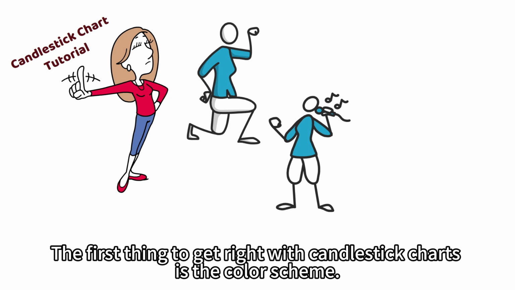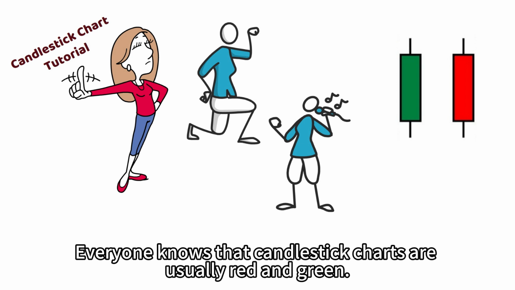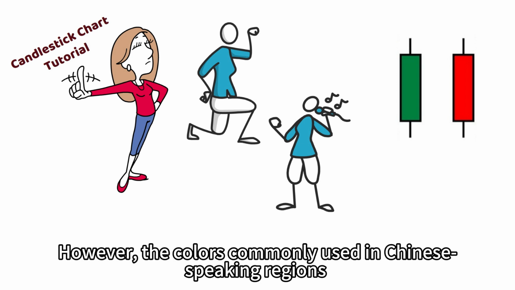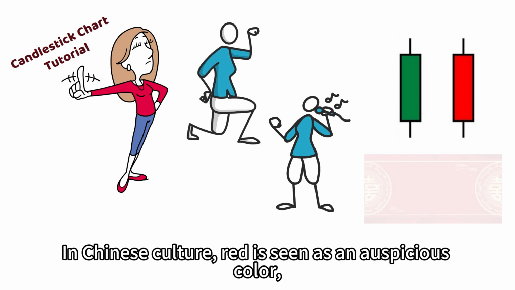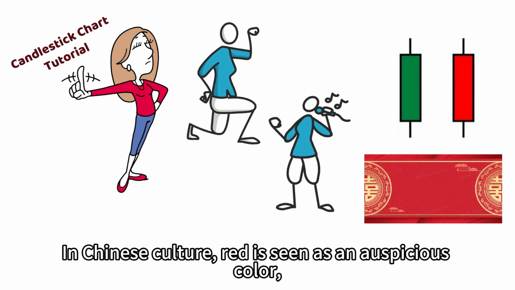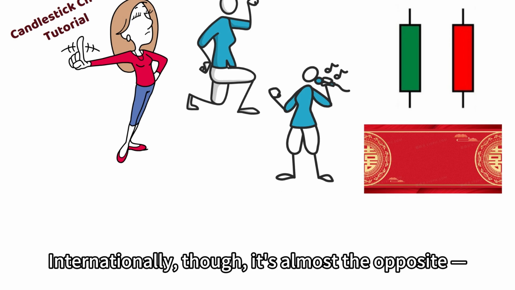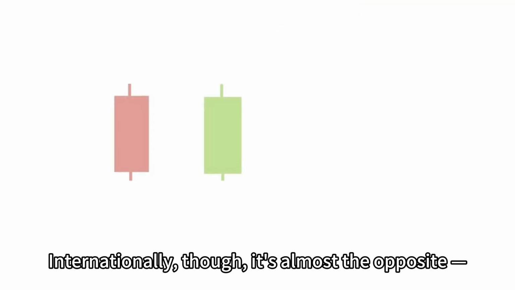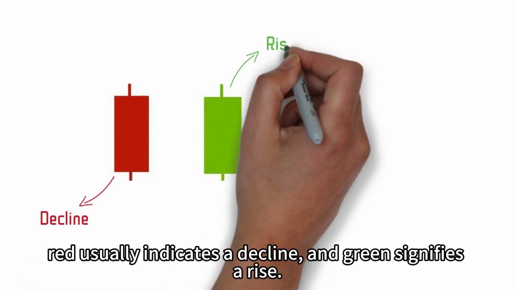The first thing to get right with candlestick charts is the color scheme. Everyone knows that candlestick charts are usually red and green. However, the colors commonly used in Chinese-speaking regions are actually the complete opposite of the international standard. In Chinese culture, red is seen as an auspicious color, so it typically represents a rise while green represents a fall. Internationally, though, it's almost the opposite. Red usually indicates a decline, and green signifies a rise.